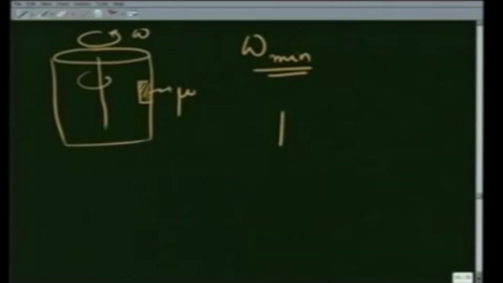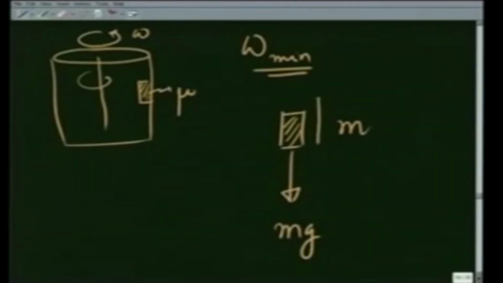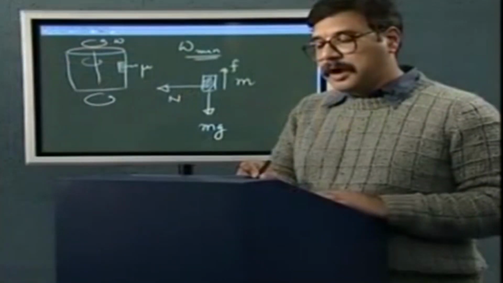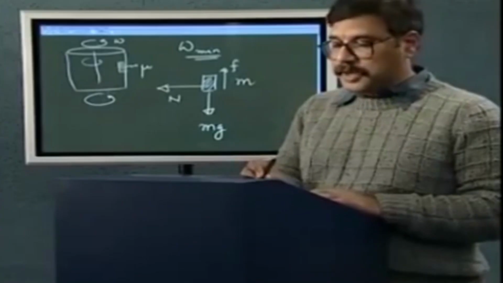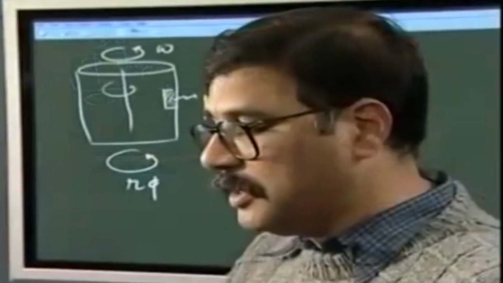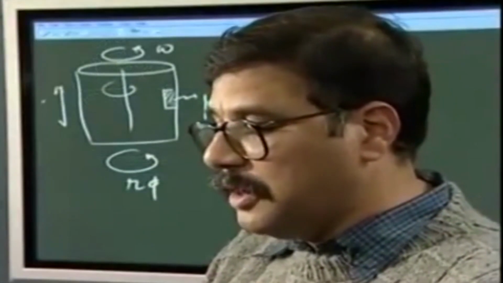If I take a free body diagram of this mass m, it is being pulled down by its own weight, and the friction opposes this, and there is a normal reaction N. These are the three forces that are acting on this mass. Again, since this is a rotational motion, I am going to go to cylindrical polar coordinates, because this is rotating this way. I will use r and phi in this direction, and for this direction I will use z.